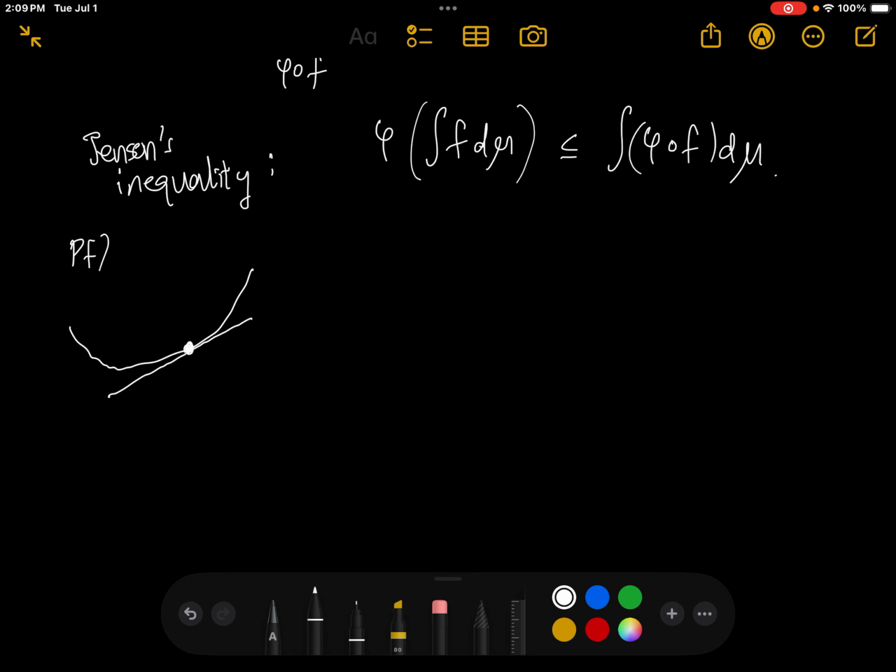So you take the linearization at this point. Now we're going to take the linearization at the value of the integral. So let C be the integral of f over your space.